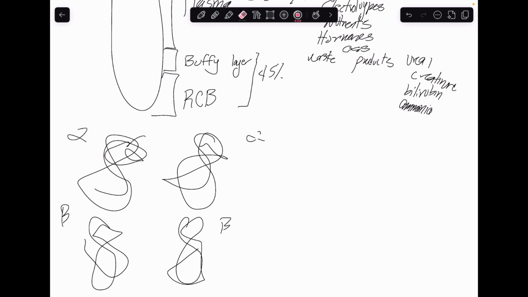Oh no, my eraser hole. Okay, there we go. Anyways, I erased way too much.